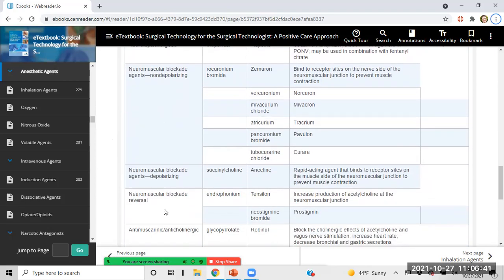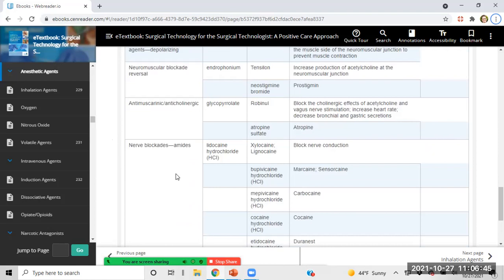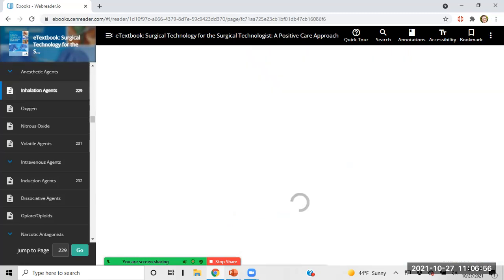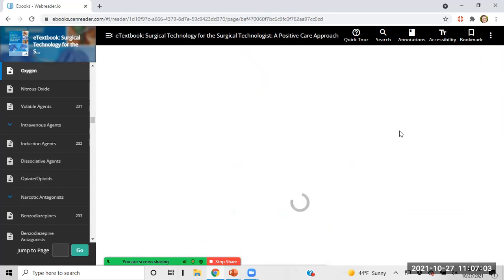And then here are a lot of neuromuscular blocking agents. You'll be getting more familiar with those the more you are in cases. And then the vasoconstrictor, the number one is epinephrine, that you'll be aware of and be using. Here are some of the inhalation agents. We talked about that actually. And then oxygen is going to be used.